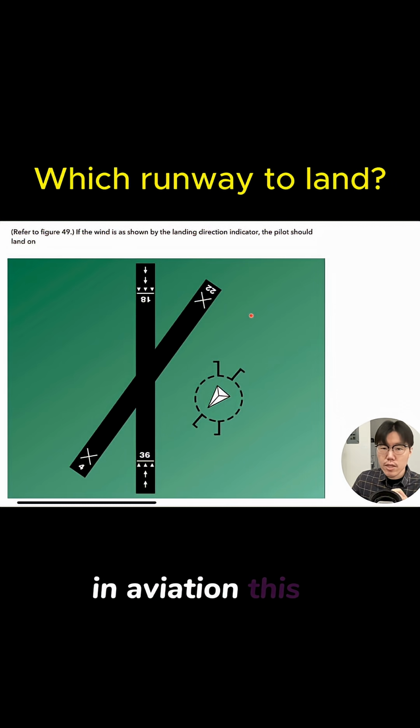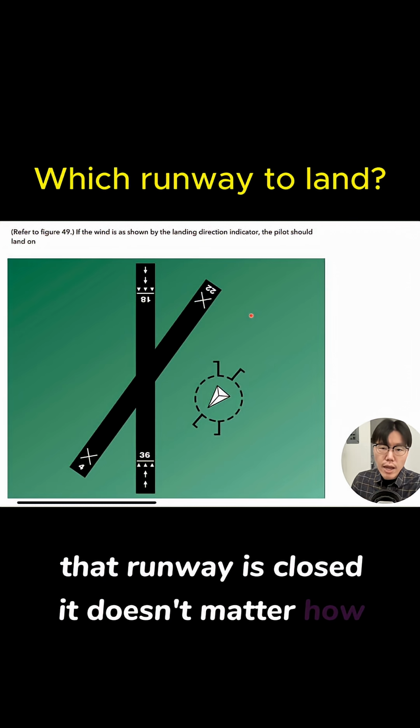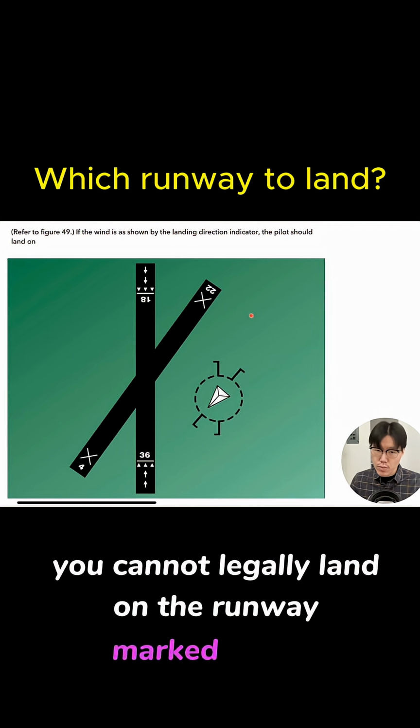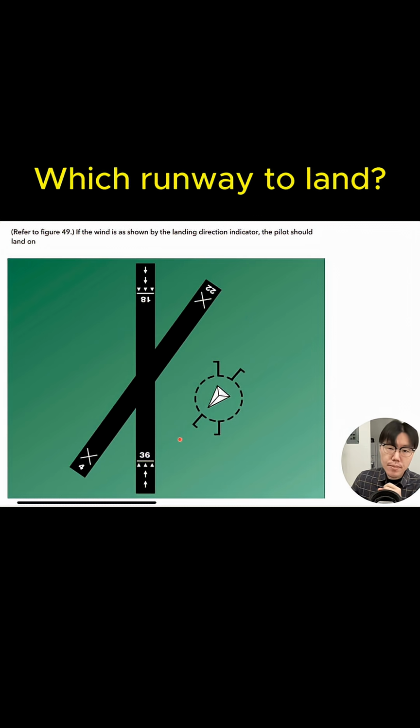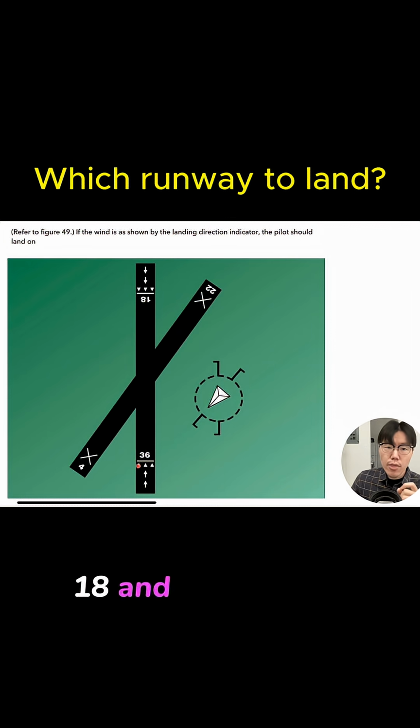In aviation, this is the universal symbol that a runway is closed. It doesn't matter how good the wind is. You cannot legally land on a runway marked with an X. This leaves us with runway 18 and 36.